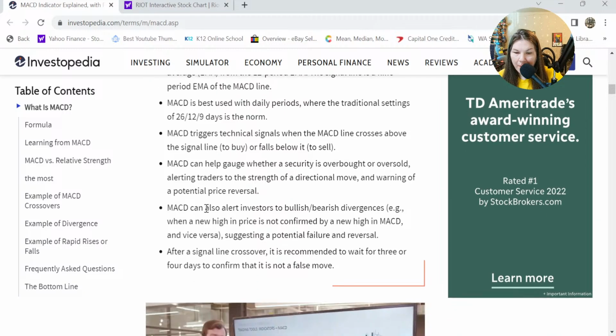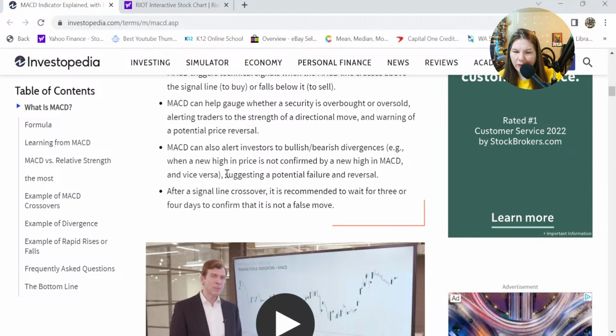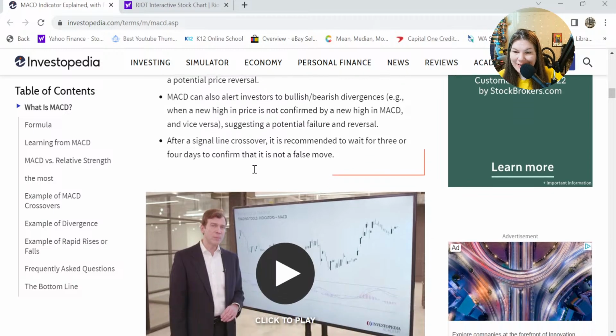sell. MACD can help gauge whether security is overbought or oversold, alerting traders to the strength of a directional move and warning of a potential price reversal. MACD can also alert investors to bullish, bearish divergences when a new high in price is not confirmed by a new high in MACD, and vice versa, suggesting a potential failure and reversal.